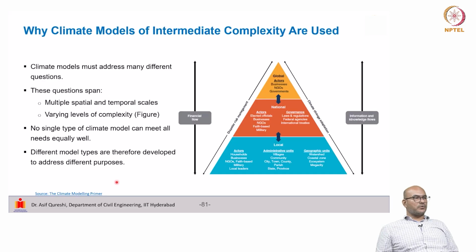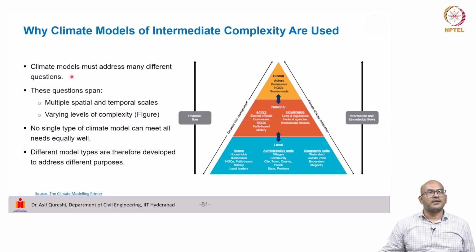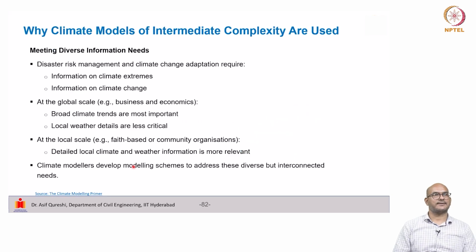Now, we can come to some questions, which is why climate models of intermediate complexity are used. This is because we are sort of summarizing this. Climate models must address many different questions. These questions span multiple spatial and temporal scales and varying levels of complexity. So, this is sort of the level of complexity. No single type of climate model can meet all needs well. Therefore, different model types are developed to address different purposes, which makes sense.